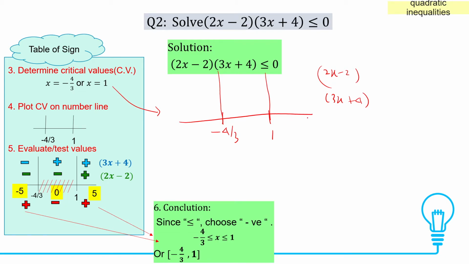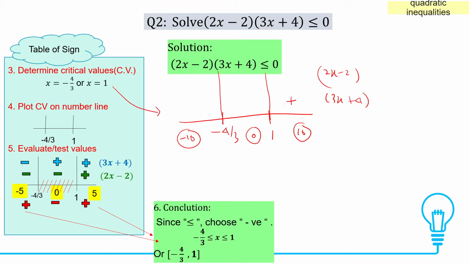A number greater than 1, I choose, okay, now this time I choose 10. Between negative 4 over 3 and 1 consists of 0. So I choose 0. And then less than negative 4 over 3, I choose negative 10. Okay, any number you like. So now I use 10 substitute into 3x plus 4. I know that is a 34. I know actually you no need to know the exact value, but you only need to know that the value you obtain is greater than 0 or less than 0.